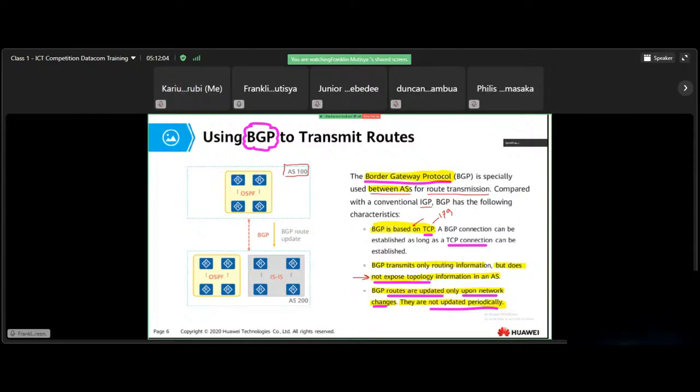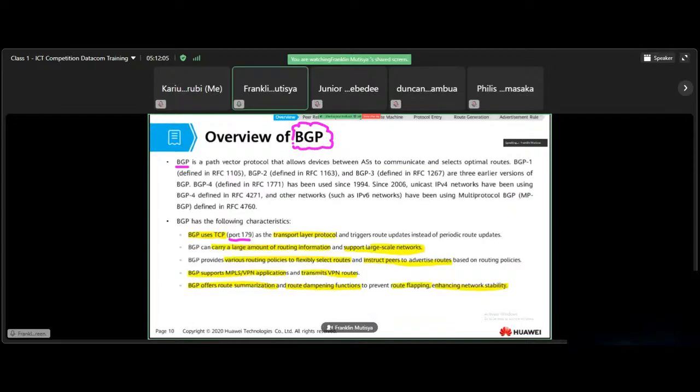Now let's have a closer overview of BGP. So BGP, we are saying, is a path vector protocol. Path vector, what does that mean? It defines the path through which packets are forwarded or the routes are discovered. So it is used to guide.